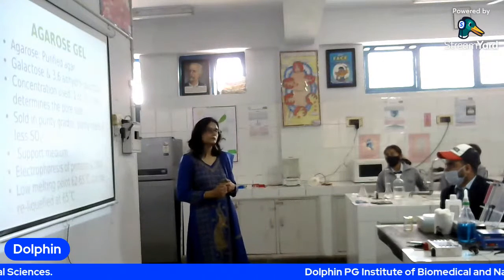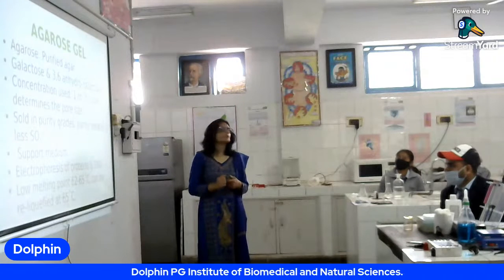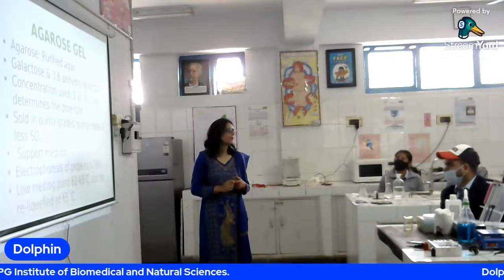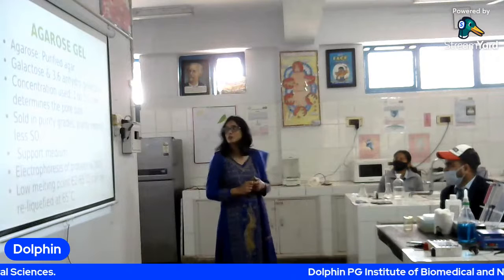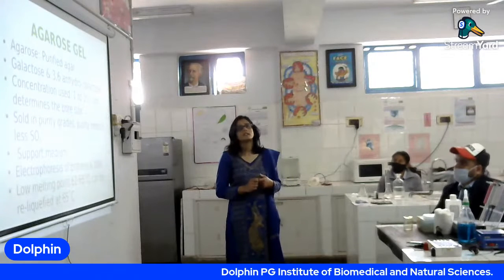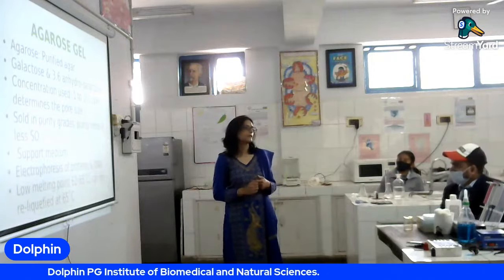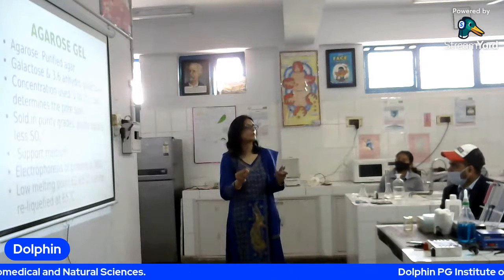It is a polymer. These polymers के दो monomers हैं. It is galactose and 3,6 anhydrogalactose. Now we use it in a particular concentration, 1% to 3%. This concentration determines the pore size. ज़्यादा concentration बढ़ी हो जाएगी तो pore size छोटा होता जाएगा.